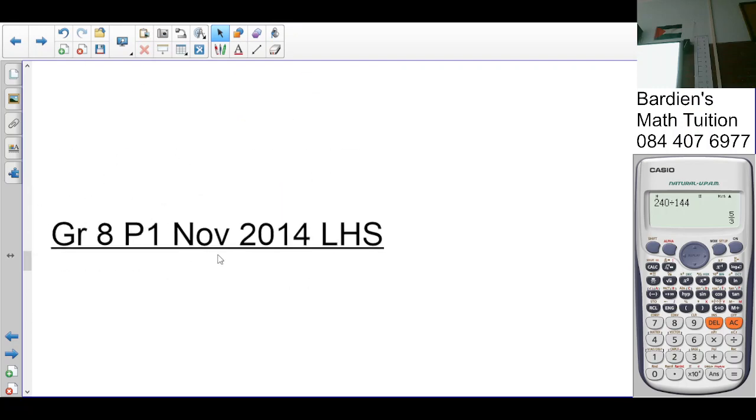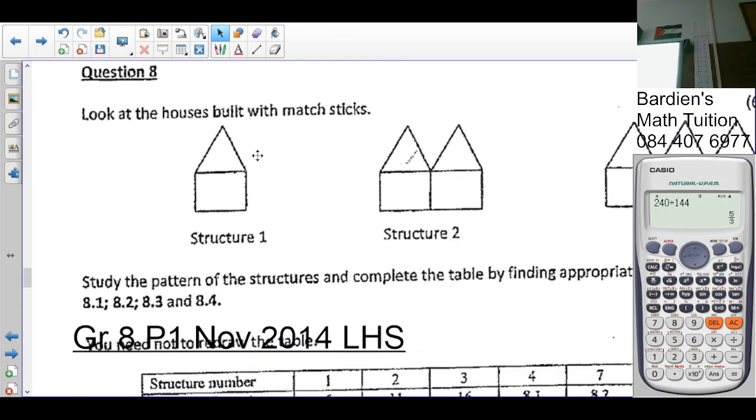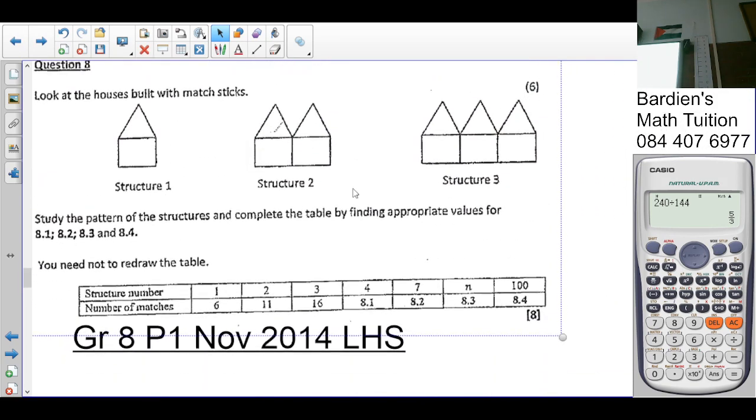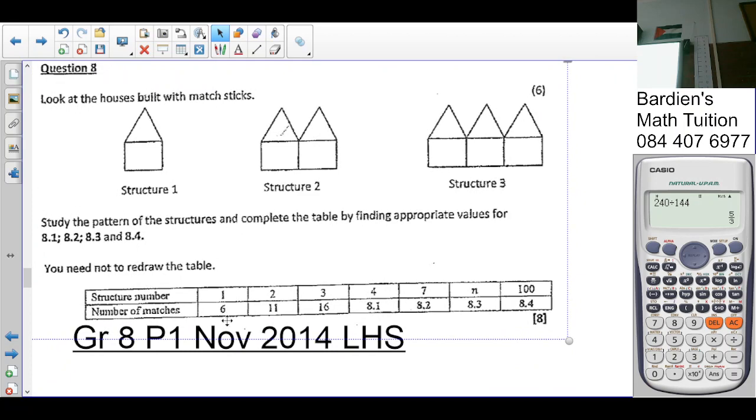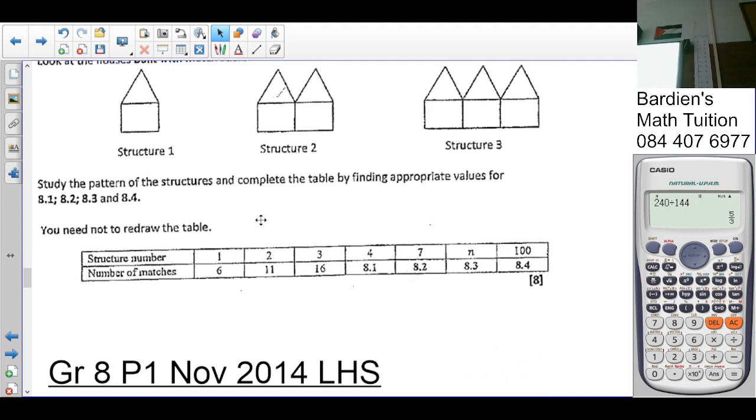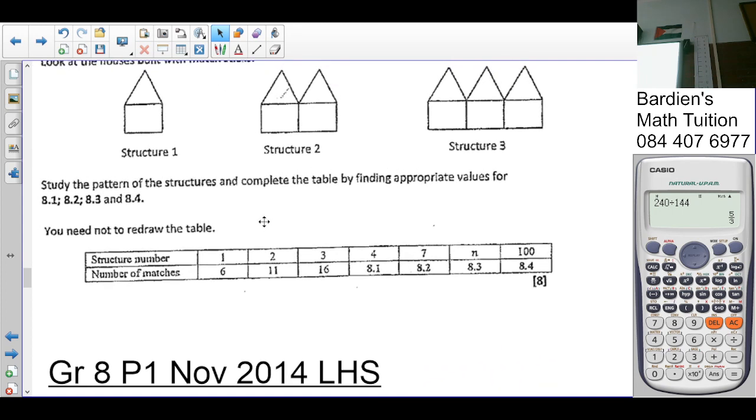The next one. This you have done already, okay? So here we are told to look at the houses built with matchsticks. We've got structure 1, structure 2, structure 3. Study the pattern of the structures and complete the table by finding the missing values for 8.1, 2, 3, and 4. You need not redraw the table. So in other words, you just have to say 8.1, 8.2, 8.3, 8.4 and give it the values there.